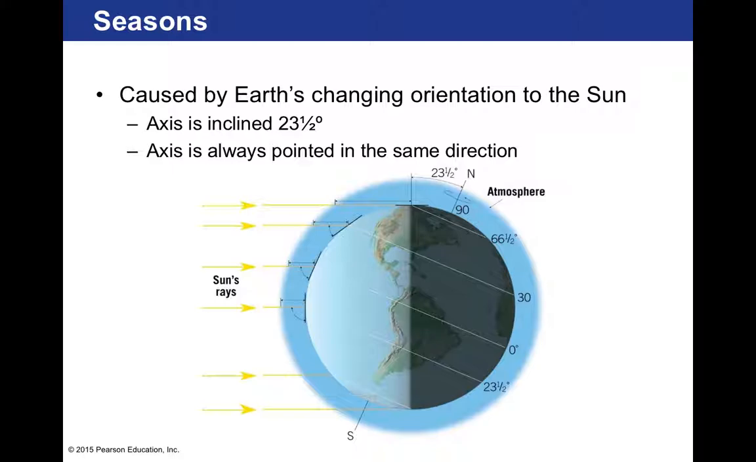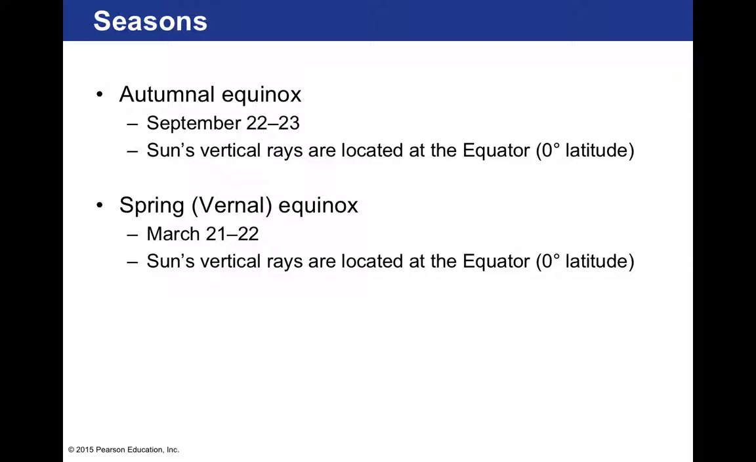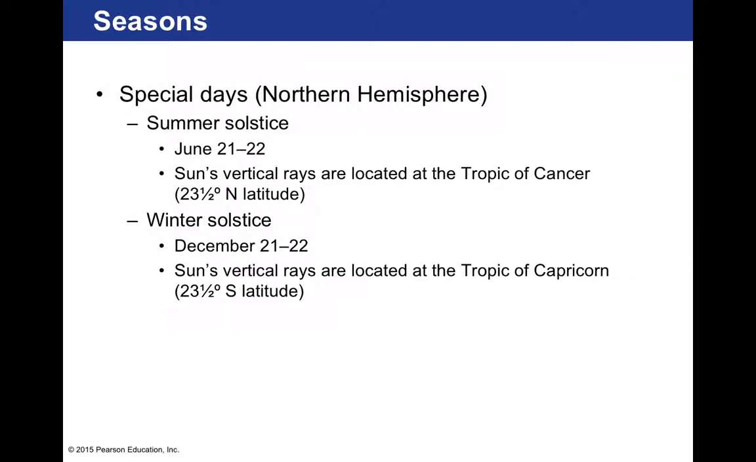So that means when the northern hemisphere is experiencing what we would call winter here at our location in Scranton, the southern hemisphere would be experiencing summer, and everything is opposite, vice versa. Except when we're talking about the fall and spring equinoxes, the sun's vertical rays are located at the equator. So basically both sides of the equator are experiencing the same seasons. And then special days, we have summer beginning June 21st and 22nd in the northern hemisphere, and winter begins December 21st and 22nd in the northern hemisphere.